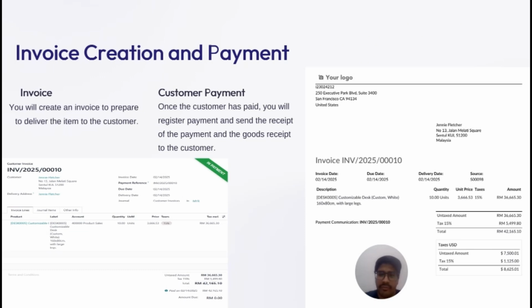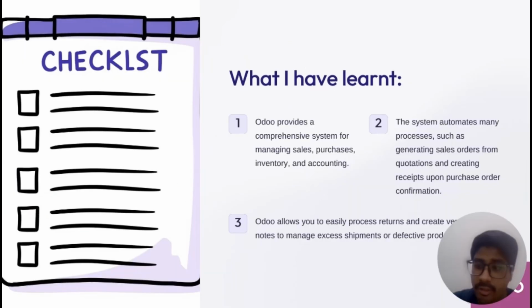Finally, we move to create a final invoice for the customer reflecting the 10 desks ordered. Once the customer makes the payment, we register the payment in the system and send the payment receipt along with the goods receipt to the customer. This ensures that both the vendor and customer accounts are correctly updated and the dispute over the excess shipment is resolved. In conclusion, this solution walks us through resolving the scenario where a vendor mistakenly ships excess units.